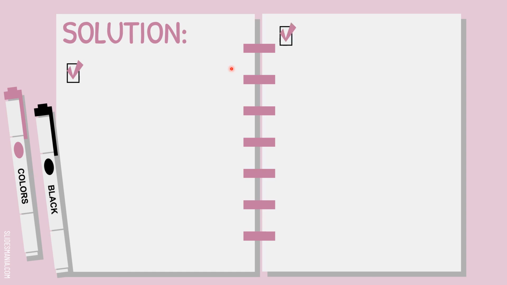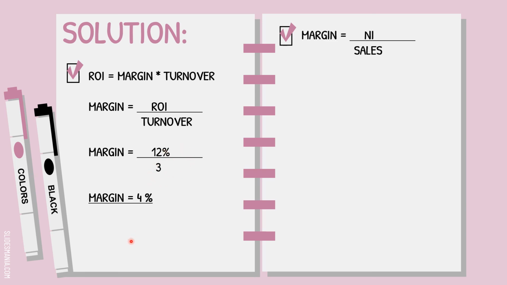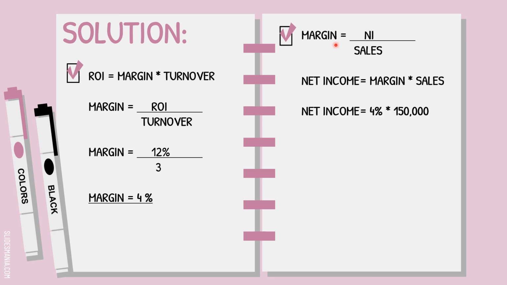So for the solution, first we will look for the margin. Margin is equal to ROI divided by turnover. ROI of 12% divided by turnover of 3. These are given in the problem, so we have a margin of 4%. And then for the net income, we have this formula for the margin: net income divided by sales. Derive that, and we have net income is equal to margin multiplied by sales. So net income is equal to the margin of 4% multiplied by 150,000 sales. We have a net income of 6,000 pesos.